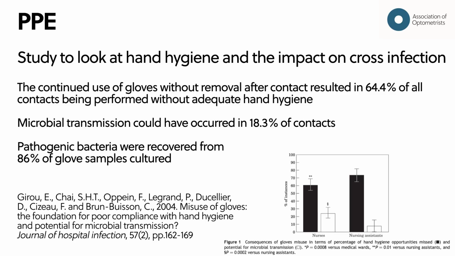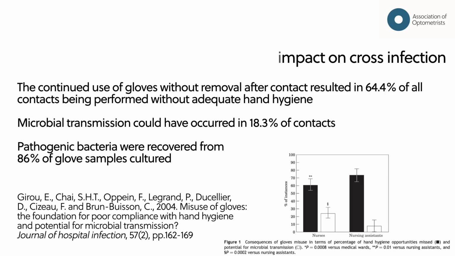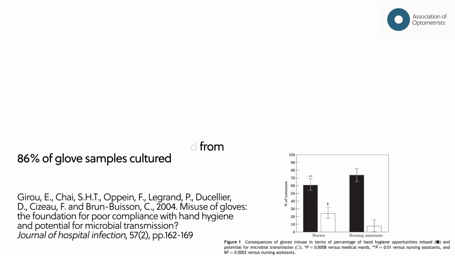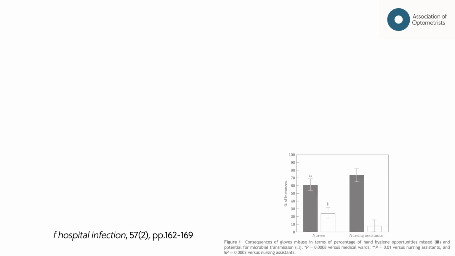Now, those numbers should be lower for optometric practice in a community setting because there will be less infectious patients potentially, but that's still quite significant. And when they looked at gloves in the hospital setting, they found that 86% of those gloves were positive for pathogenic bacteria. So that failure to change or remove contaminated gloves is a significant risk.